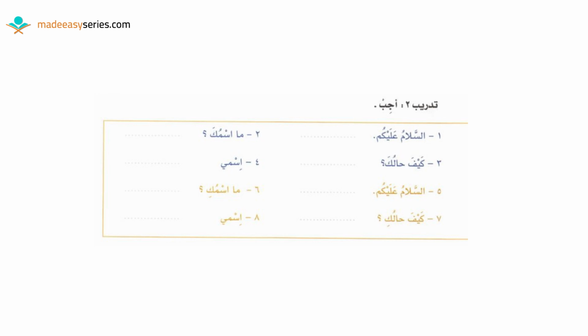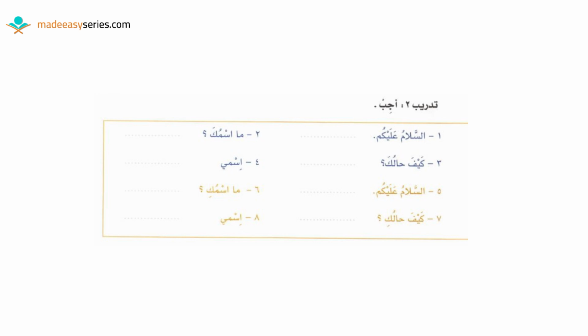Next one, number 2, Masmuka. Masmuka means what's your name? So just write here, my name is, then mention any male name. Please make sure that it's a male name because the first 2 lines, the blue writing, this is a conversation between males. Then number 3 says, Kayfa haluka, how are you? The answer to this is the same for both males and females, so just write the answer to Kayfa haluka. Then number 4, Ismi, my name is, just write any male name.